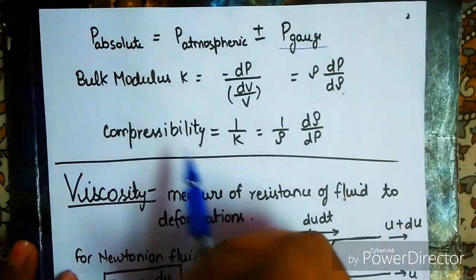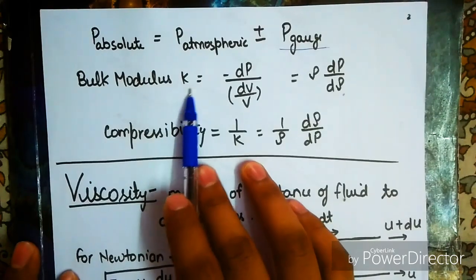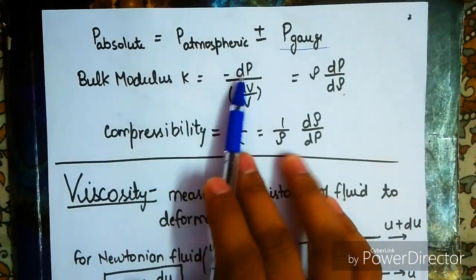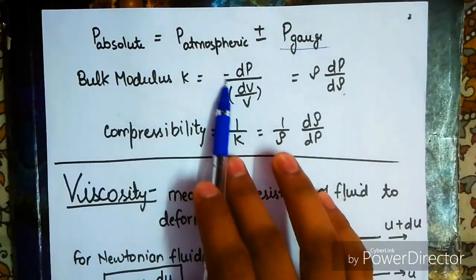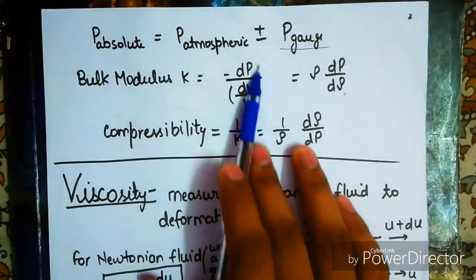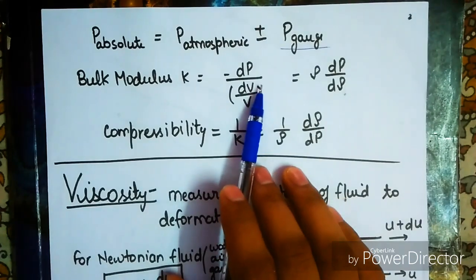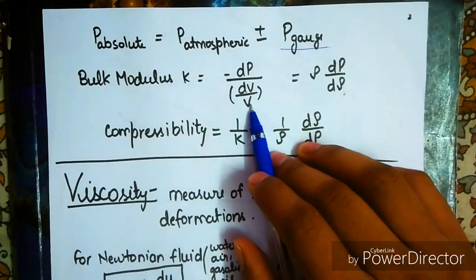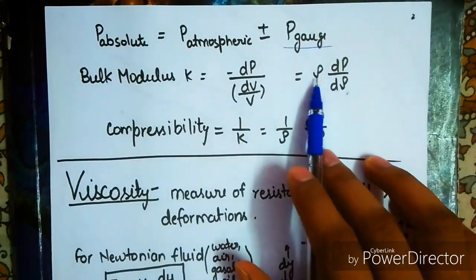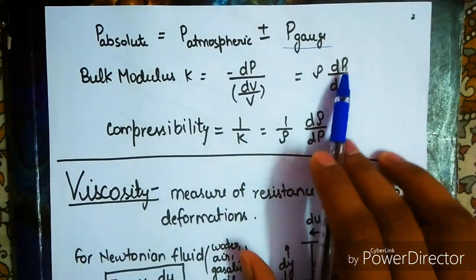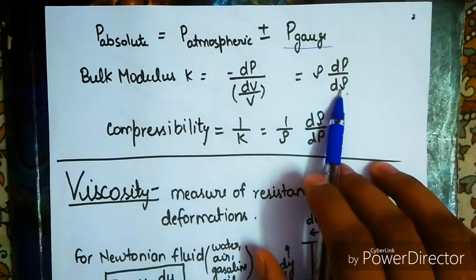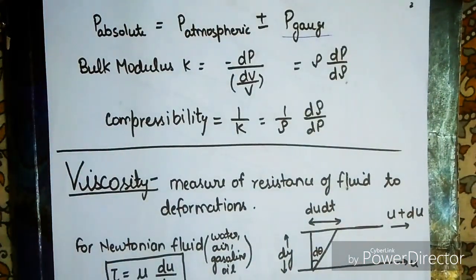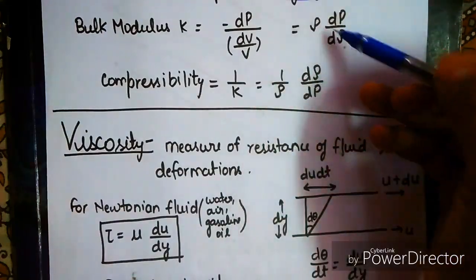Next concept is bulk modulus K. We must be familiar with it in SOM. Bulk modulus equals minus dp upon dV by V, that is the change of stress, pressure being the stress, upon the change of volume over total volume. We can also write it as density times dp upon d rho. Now the compressibility equals 1 upon bulk modulus. We can write the formula like this.